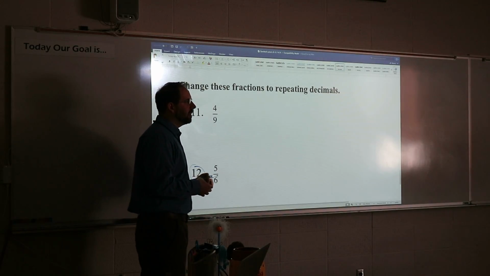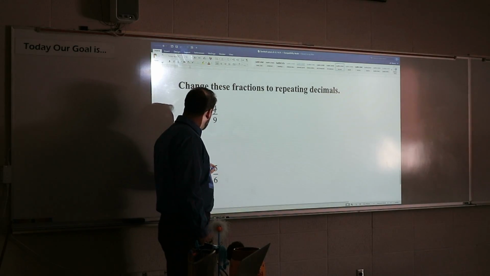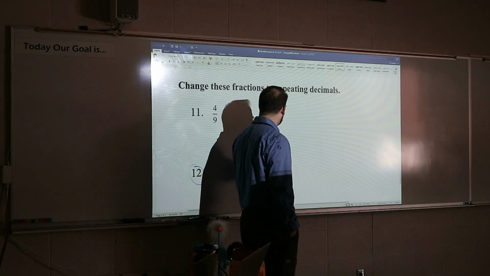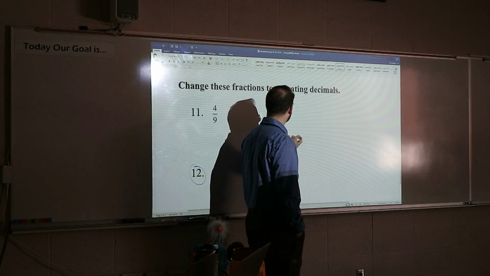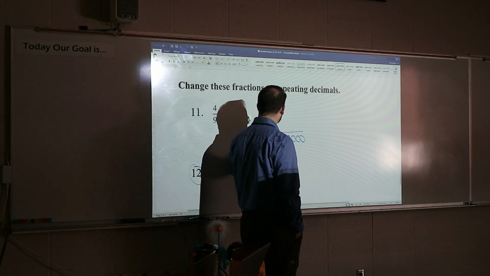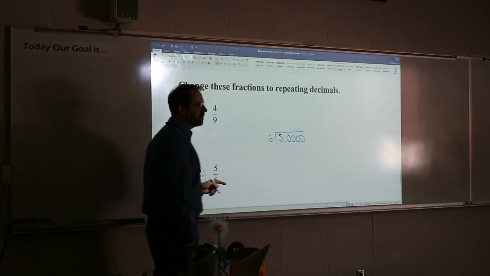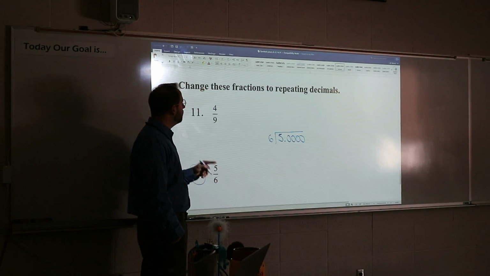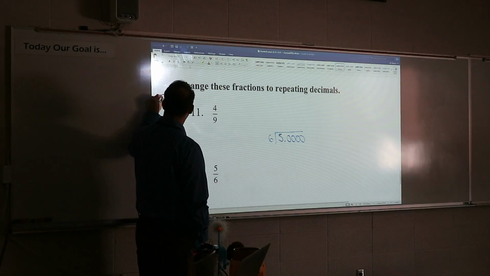All right, so on this one, which number goes in the house? 5 goes in the house, and we put a decimal behind it with a bunch of zeros. I don't know how many we'll need. The 6 goes on the outside. Remember, the top number goes inside the house. So don't type it in your calculator. You remember, these you have to do by hand. So you have to show work on these.